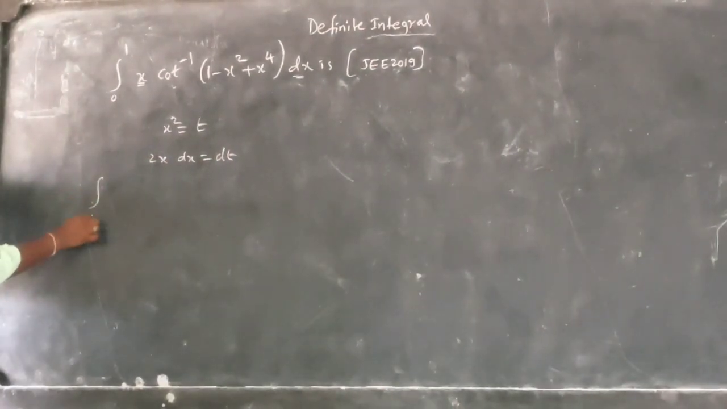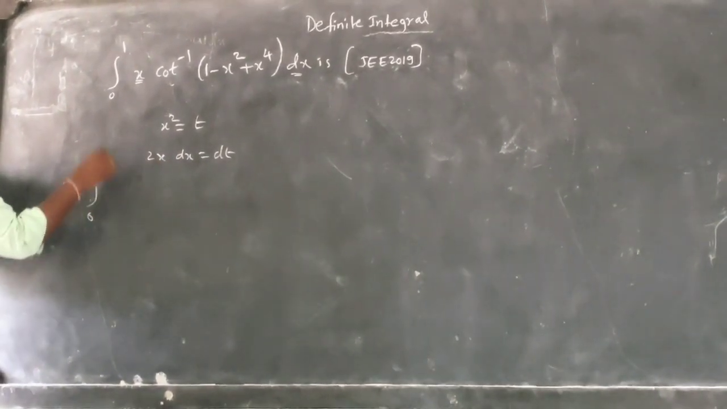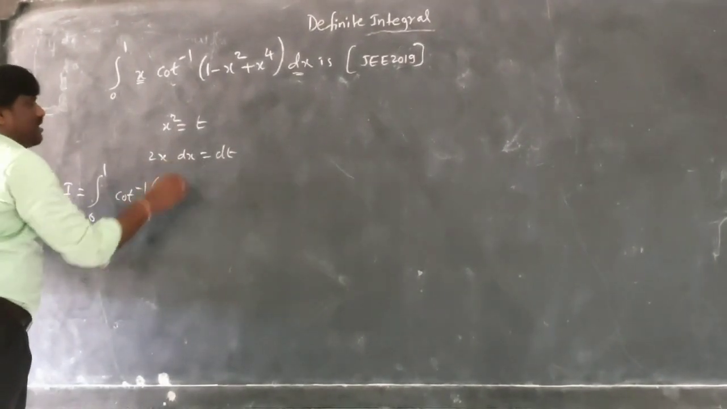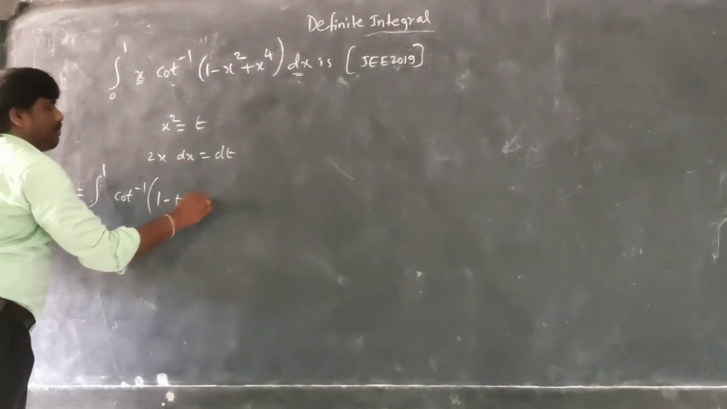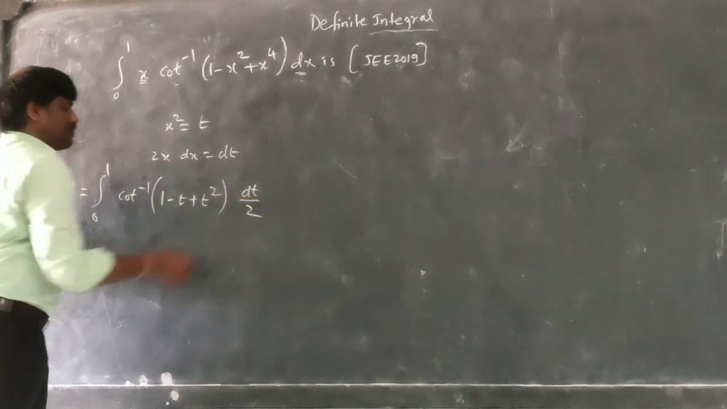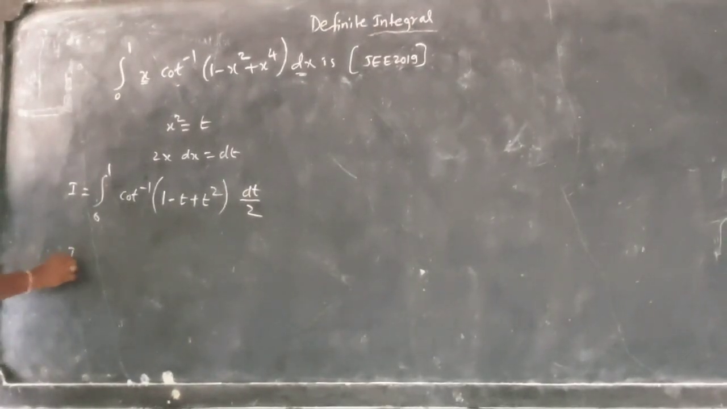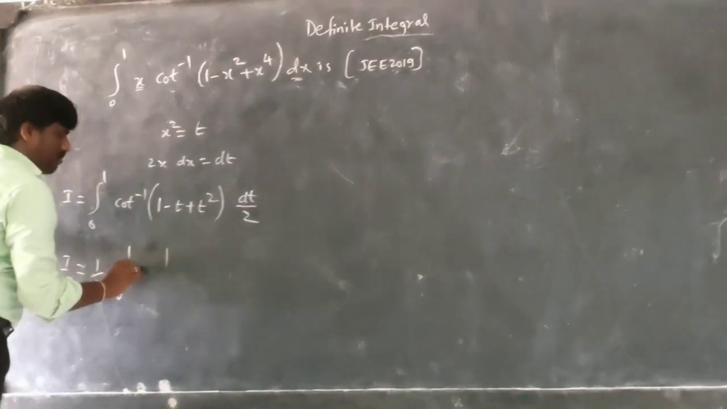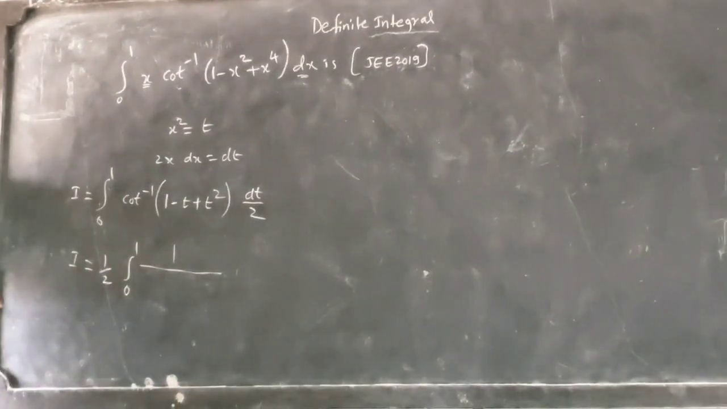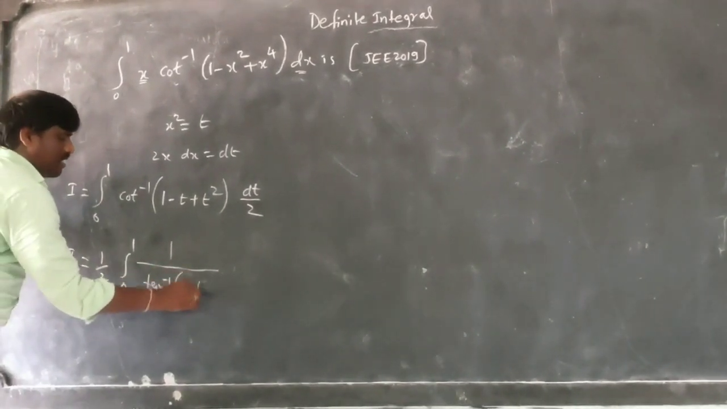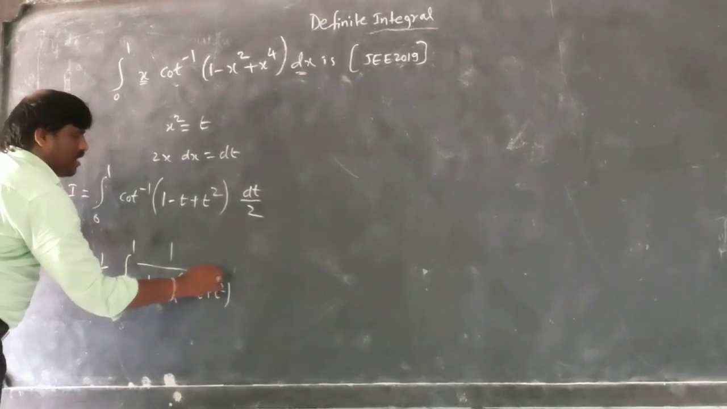So I is equal to integration 0 to 1, and I am getting dt by 2 with cot inverse of 1 minus t plus t square. So 1 by 2 comes out common. I is equal to 1 by 2 integration 0 to 1 of cot inverse of 1 minus t plus t square dt.